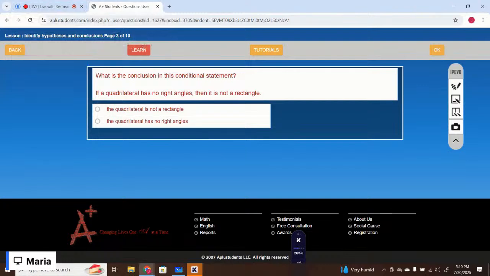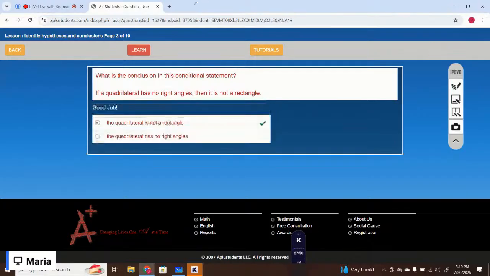What is the conclusion in this conditional statement? If a quadrilateral has no right angles, then it is not a rectangle. The conclusion is the quadrilateral is not a rectangle. Option number one is the correct option.